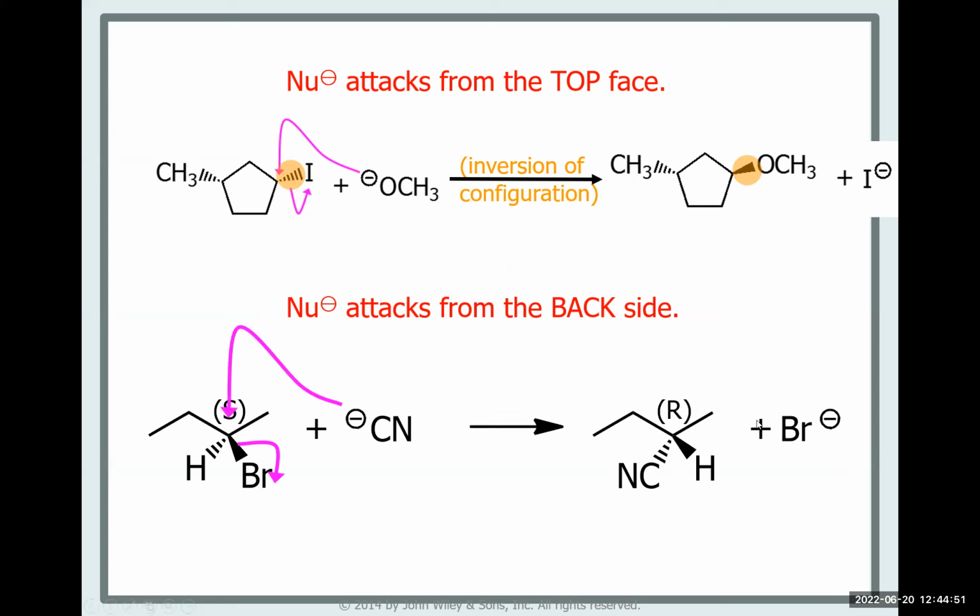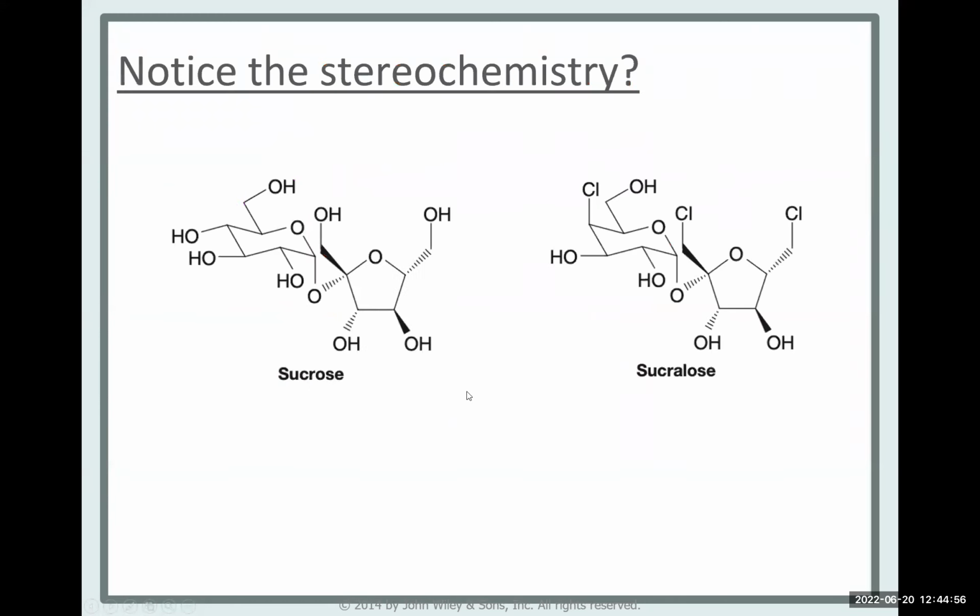So this is just giving you a lot of different examples of that. Okay, and then we talked about also the stereochemistry of sucrose and sucralose. Right here is where we saw the change. So it's very likely that because of that inversion from pointing down to pointing up, that this is an Sn2 reaction.